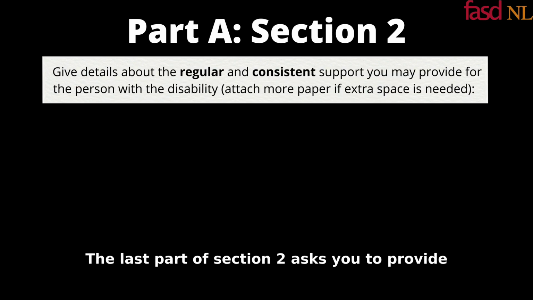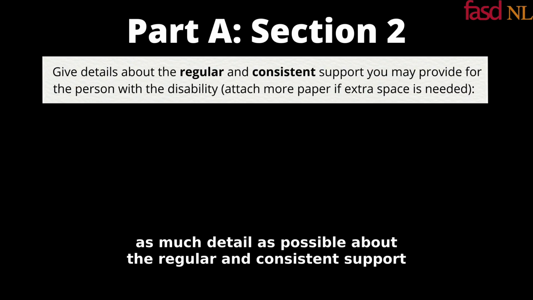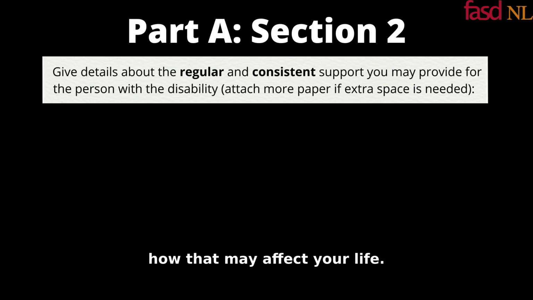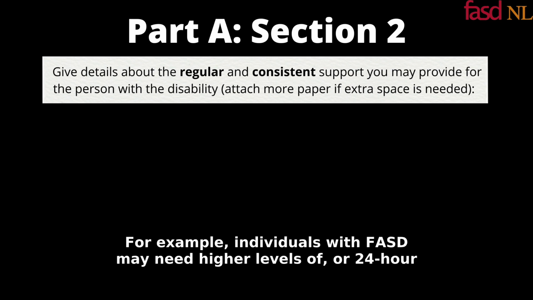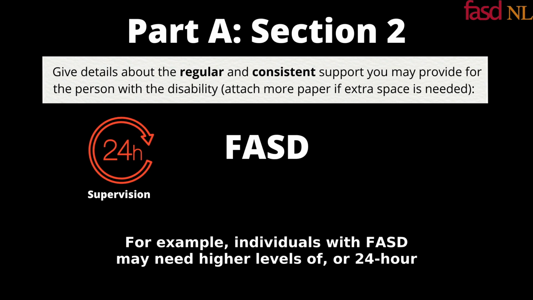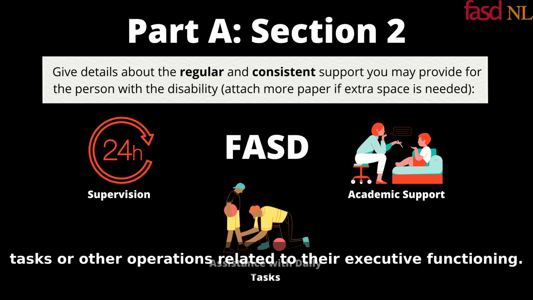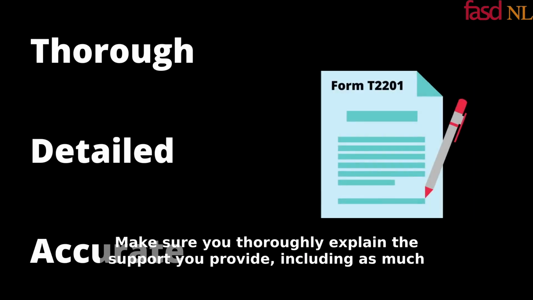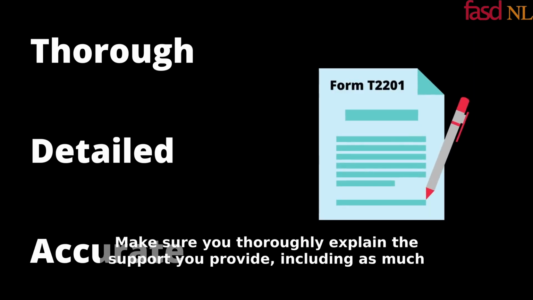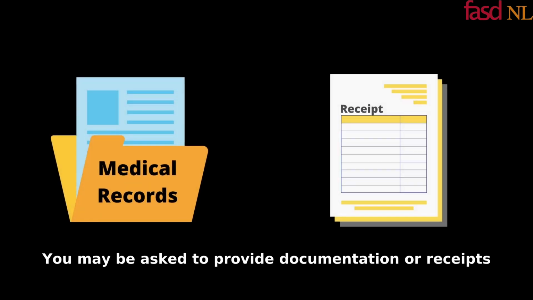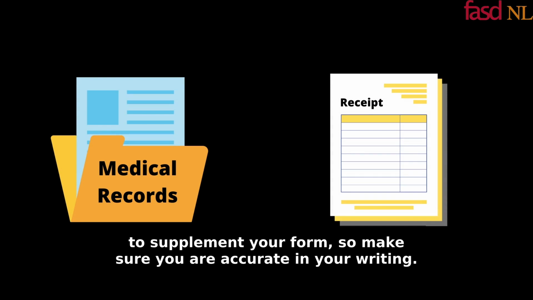The last part of Section 2 asks you to provide as much detail as possible about the regular and consistent support you may provide to the person with the disability, and how that may affect your life. For example, individuals with FASD may need higher levels of or 24-hour supervision, academic or educational supports, or assistance with daily tasks or other operations related to their executive functioning. Make sure you thoroughly explain the support you provide, including as much detail as necessary. You may be asked to provide documentation or receipts to supplement your form, so make sure you are accurate in your writing.